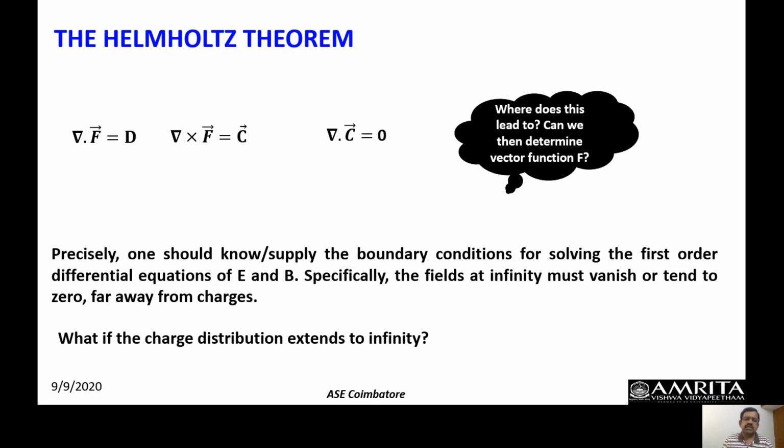Okay, so there is an extensive proof, but we are not getting into that. All you must understand is that Helmholtz theorem lays out the condition required for solving first order differential equations of divergence and curl associated with electric and magnetic fields, to solve it uniquely and determine E and B uniquely. So this is the most important thing.